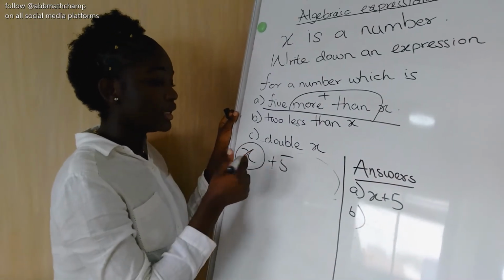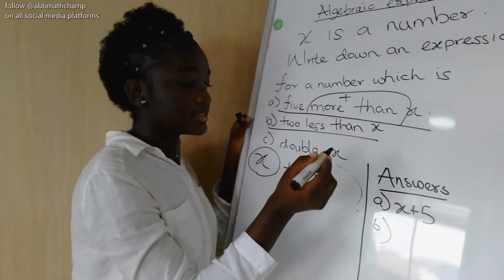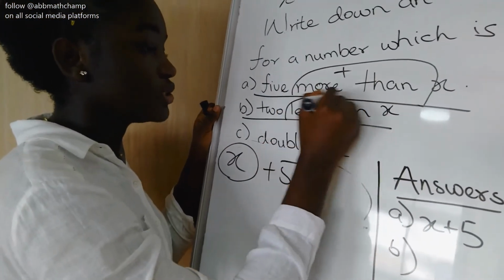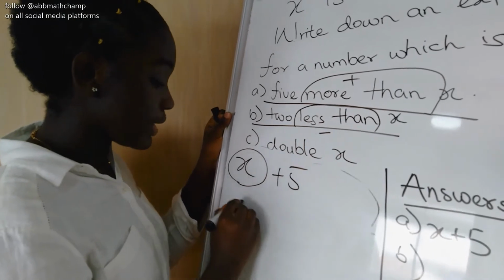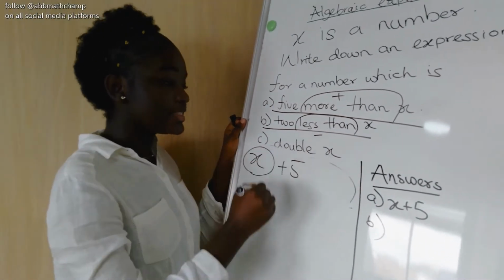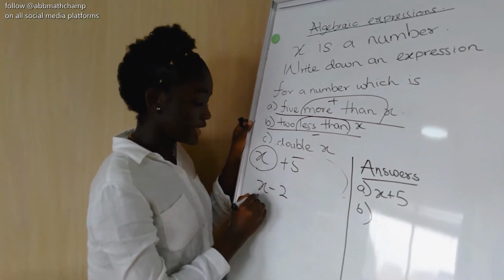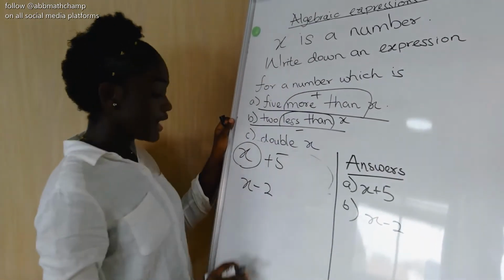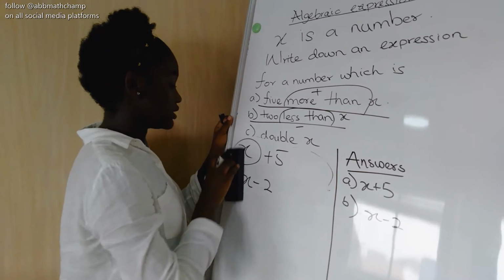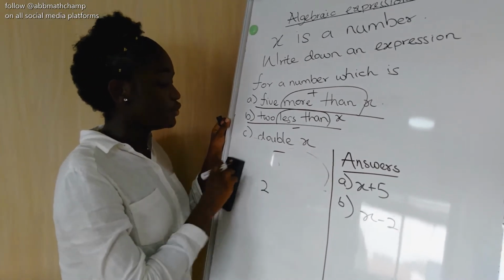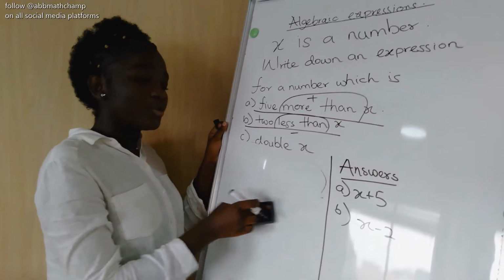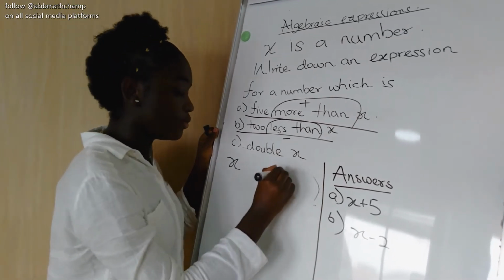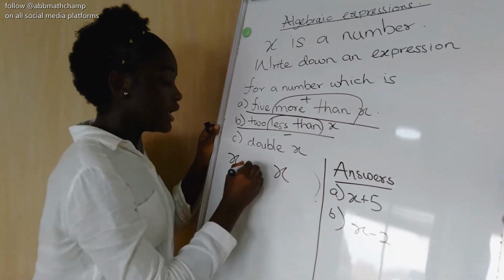Let's go to B. It is 2 less than x. Less than, which means subtraction over here. So we have our x, but then it is less than x by 2. So x minus 2. That's for B. And then our final one, which is double x. Whenever you say you have double of something, it means you have 2 of it. So we mean that we have 1x and we have another one, 2 of the same thing. And then you're adding it.